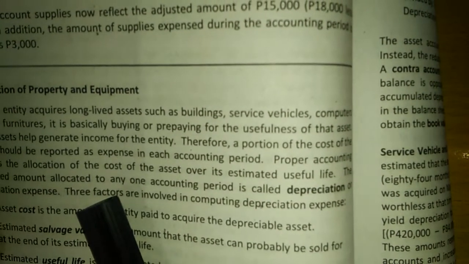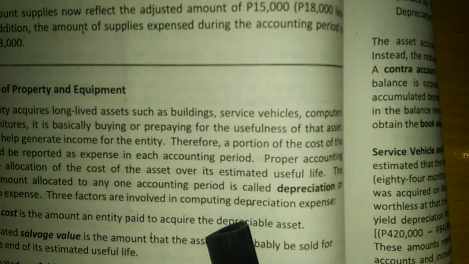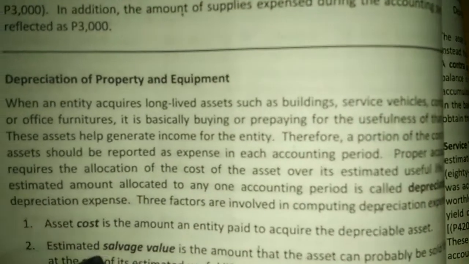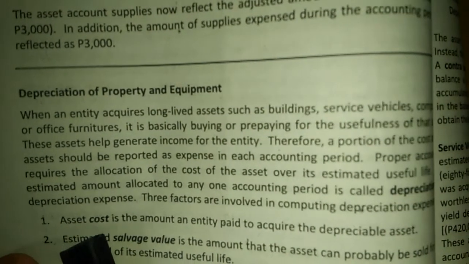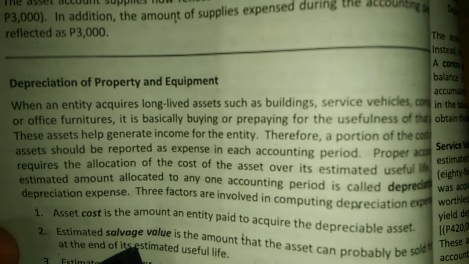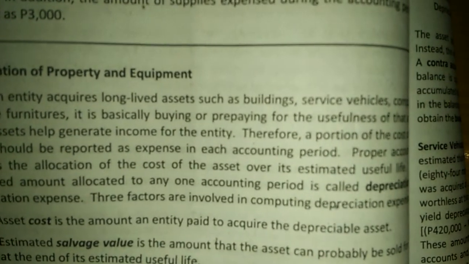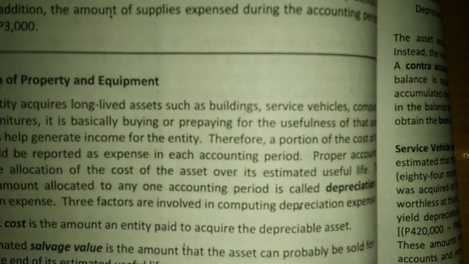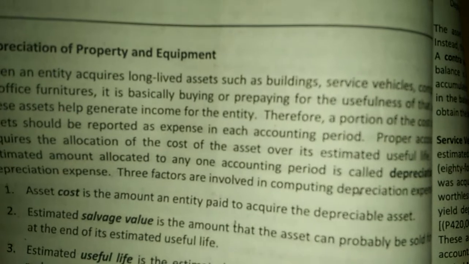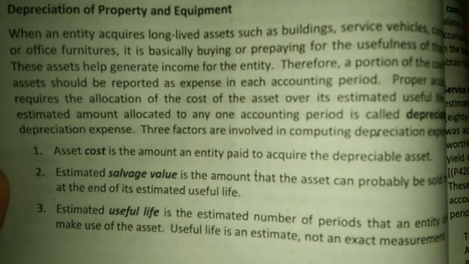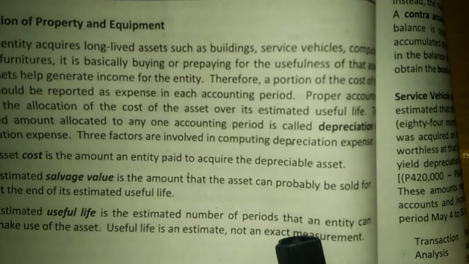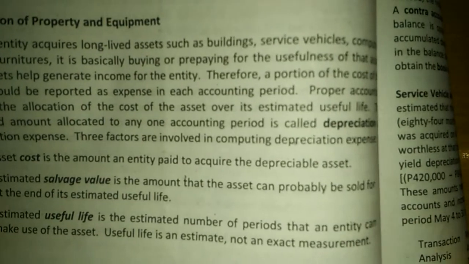Okay, 3 factors are involved in computing the depreciation expense. 1. Asset cost. 2. Estimated salvage value, the amount the asset can probably be sold for at the end of its estimated useful life. 3. Estimated useful life, the estimated number of periods that the entity can make use of the asset.